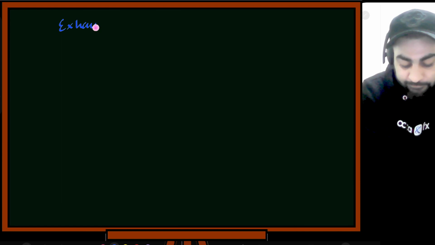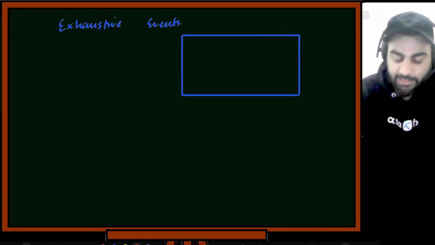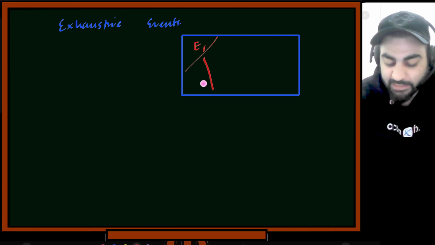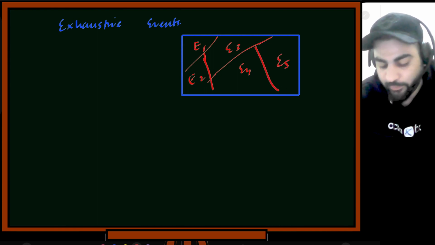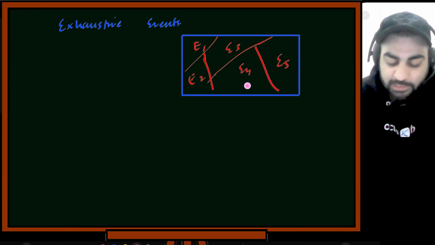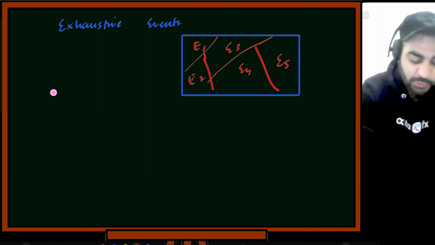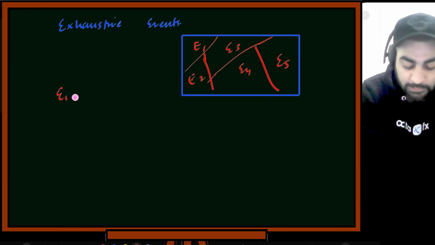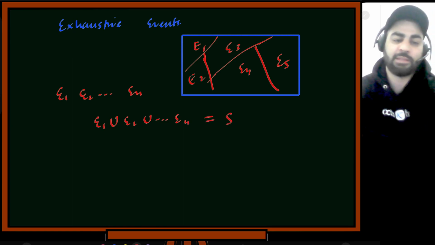So the second type of event I'll write is exhaustive events. They're just names. So what are exhaustive events? Let's suppose we have a sample space. If there are events, let's suppose this is event 1, this is event 2, this is event 3, this is event 4, and this is event 5. Now you saw that if I take all of these 5 events, they make up the whole sample space, then I call these events exhaustive events. So events E1, E2 up till En are called exhaustive if the union of all of these events gives me the sample space.